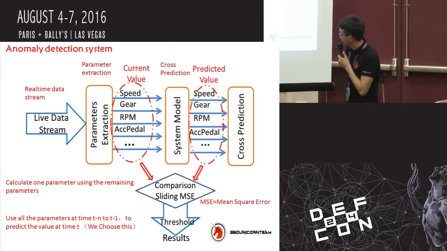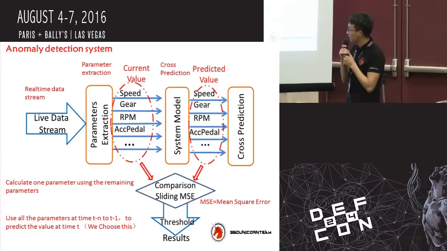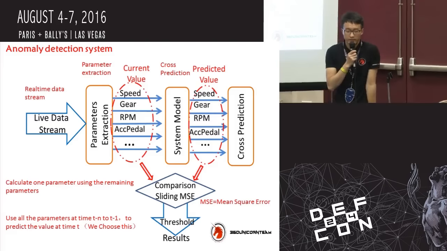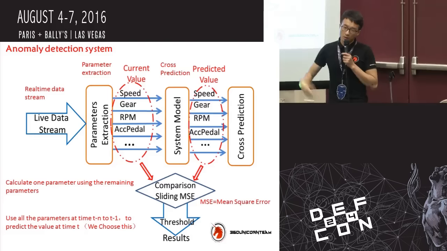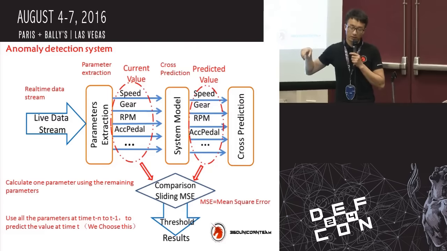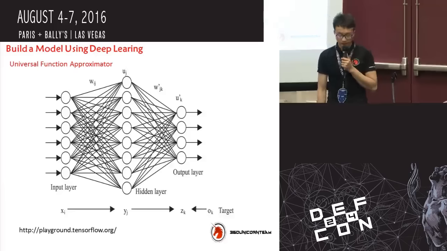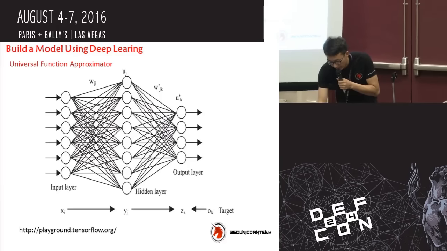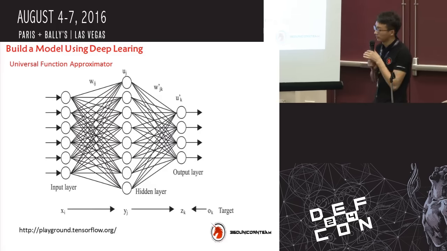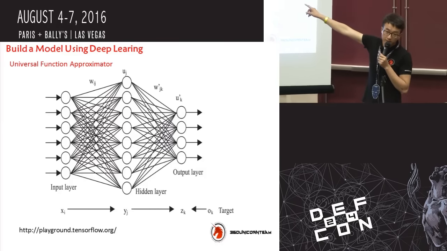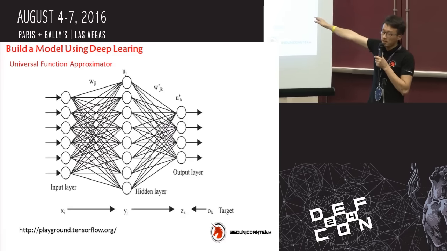And now let me introduce how to build this system model. The method I employed is deep learning. Although there is a lot of hype about deep learning, it is basically just a method to build a mathematical model. That's how machine learning or deep learning works. We want to build a mathematical model, and deep learning uses a neural network. You can just see the neural network as a universal function approximator, a template of the mathematical model.